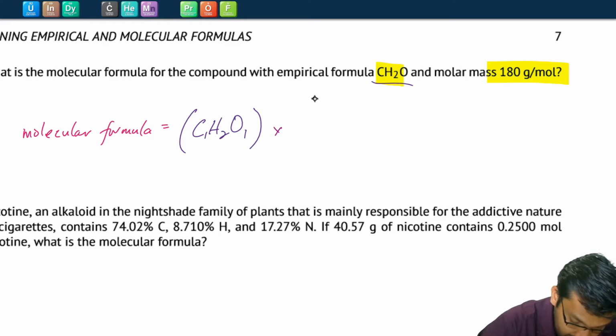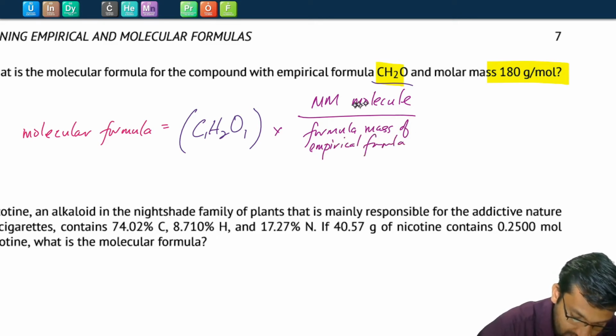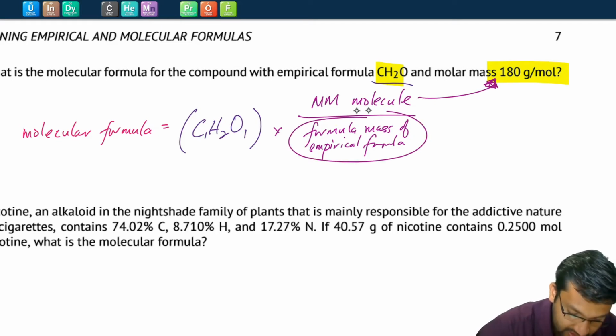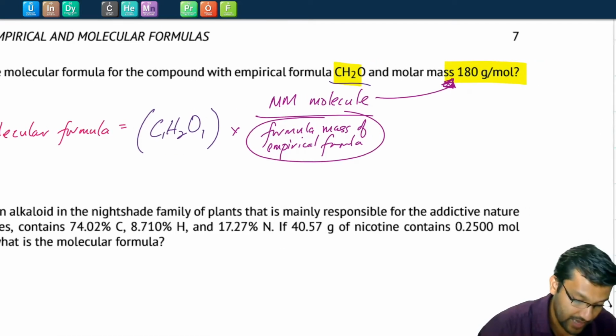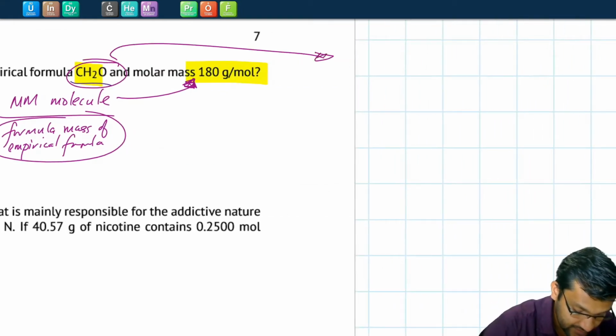This is multiplied by the molar mass of the molecule divided by the formula mass of the empirical formula. We have the molar mass of the molecule right there; it's given to us in the question. So we need to just figure out what the empirical formula mass is. This is the empirical formula. What is the formula mass for this?